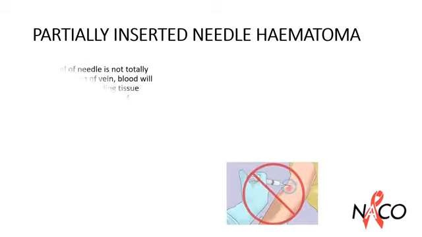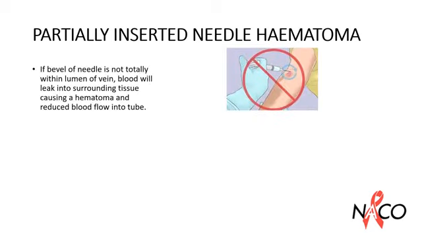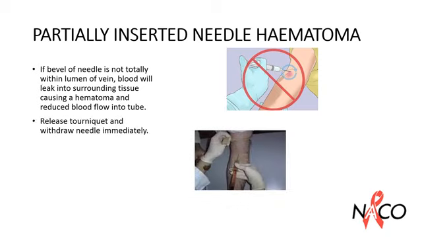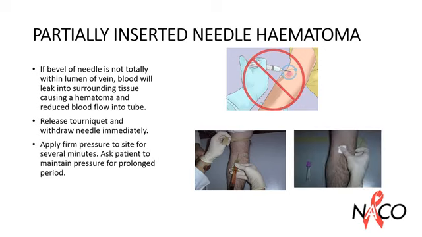If the bevel of the needle is not totally within the lumen of the vein, blood will leak into the surrounding tissue, causing a hematoma and reducing blood flow into the tube. Release the tourniquet in such cases and withdraw the needle immediately. Apply firm pressure to the site for several minutes. Ask the patient to maintain pressure for prolonged periods if possible, or request assistance from nursing staff as appropriate.